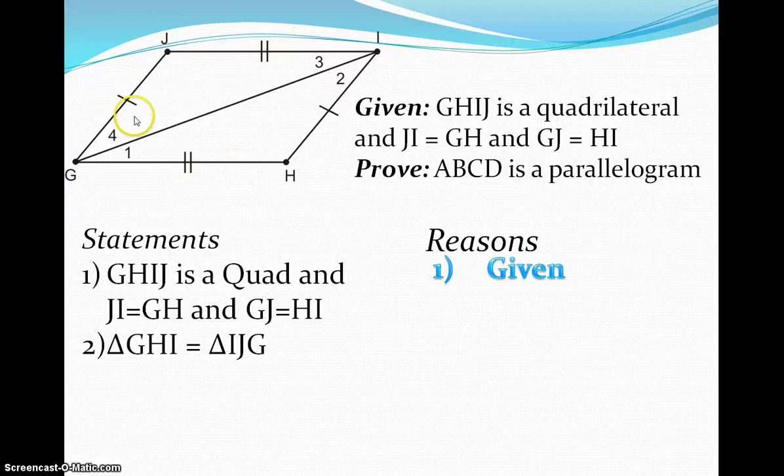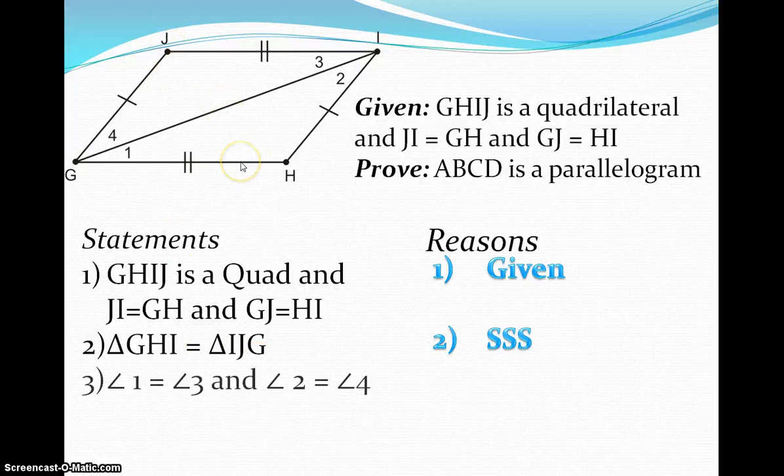So then I should be able to state that the two triangles that I just cut in half, GHI and IJG, are congruent to each other because of the side-side-side theorem. Once I've proven that I have congruent sides here, I would then be able to say that angle 1 is equal to angle 3 and angle 2 is equal to angle 4 because they were congruent. Now I'm proving that any piece of them are equal to each other. That would be corresponding parts of congruent triangles are equal.